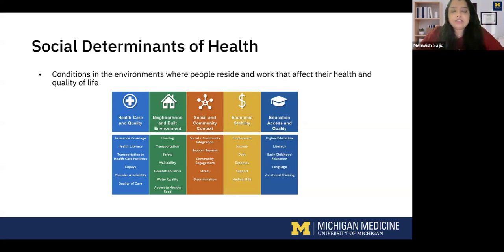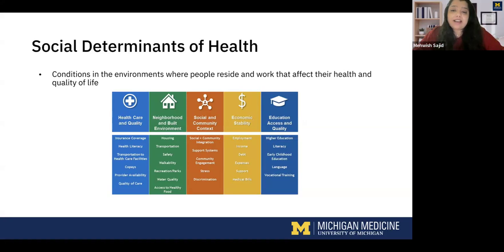And then finally, education access and quality. So things like a patient's level of education, their overall literacy, is the language that they prefer to speak in or that they're fluent in the same language that their provider is speaking to them in, or do they have resources to help them engage in the healthcare system with all the jargon that we might be saying on a day-to-day basis?